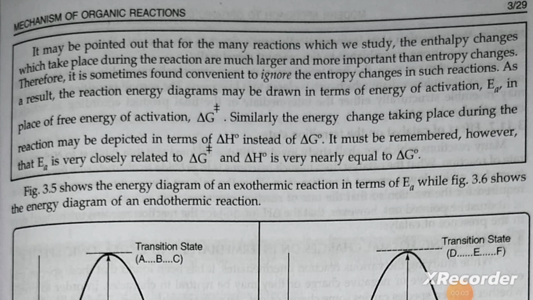It may be pointed out that for many reactions which we study, the enthalpy changes which take place during the reaction are much larger and more important than entropy changes. Therefore, it is sometimes found convenient to ignore the entropy changes in such reactions. As a result, the reaction energy diagram may be drawn in terms of energy of activation EA in place of free energy of activation ΔG‡. Similarly, the energy change that takes place during the reaction may be depicted in terms of ΔH° instead of ΔG°. It must be remembered, however, that EA is very closely related to ΔG‡ and ΔH° is very nearly equal to ΔG°.